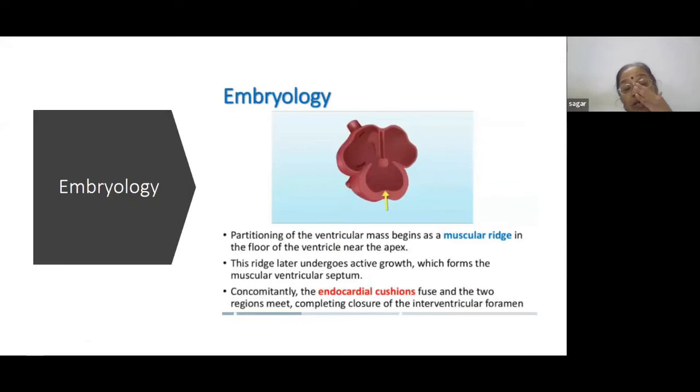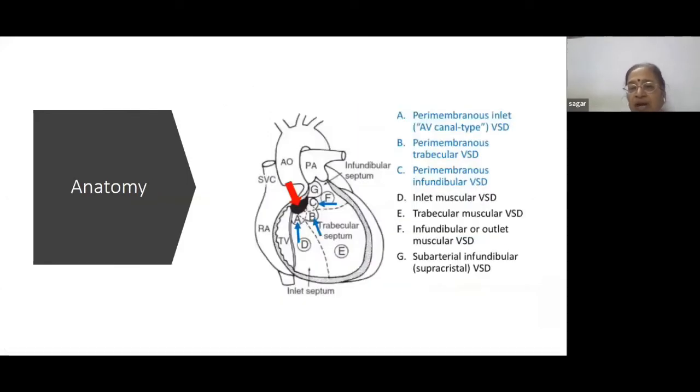If you look at the embryology of VSD again, it begins as a muscular ridge from the roof of the ventricle near the apex. It goes like that and then joins up with the endocardial cushions, and that is how the ventricular septum is developed. So if you look at the different types of VSD again, like we said, you can get a perimembranous inlet type VSD, which is A here, perimembranous trabecular, which is B here, perimembranous infundibular, which is C here. All of them are perimembranous. So this is the membranous portion of the septum. This is the muscular portion of the septum. And so this is the area where you get perimembranous VSD.